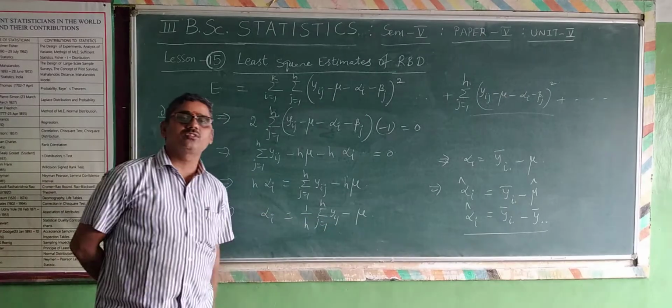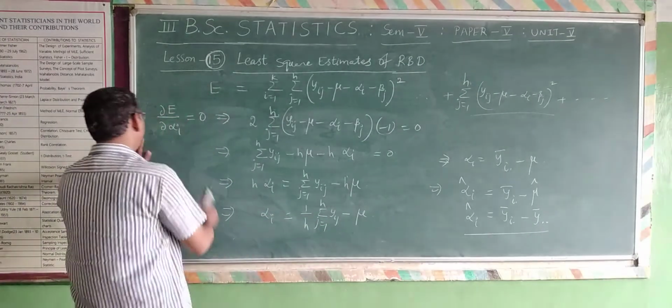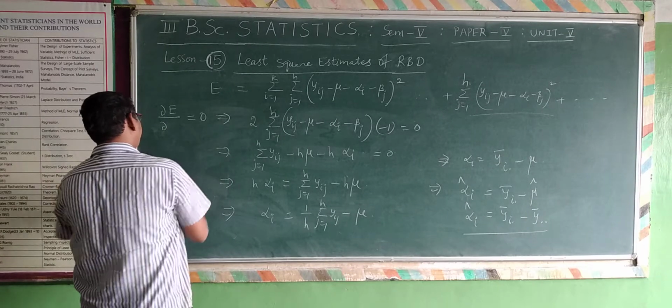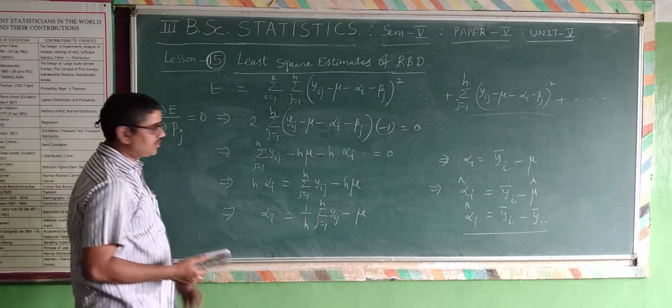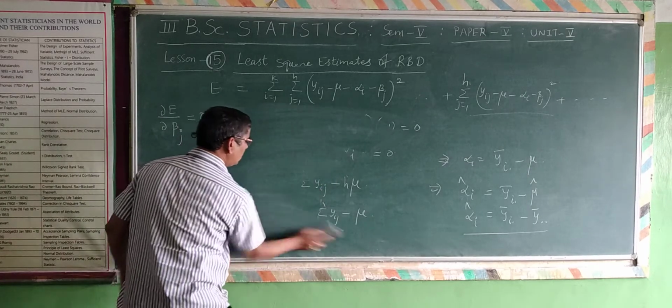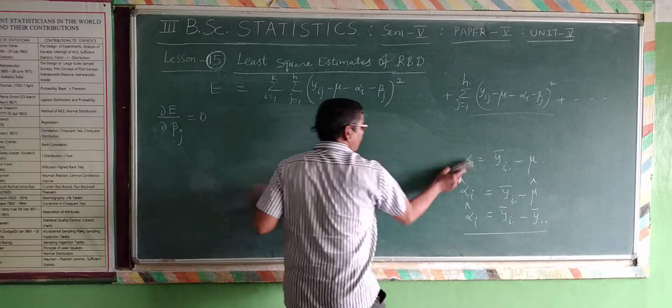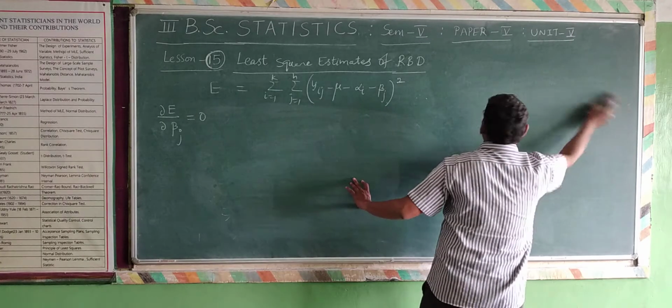Do you understand this? Similarly the next one, beta_j. Now I am partially differentiating with respect to beta_j. What is the differentiation? What part of the differentiation is going to be considered?